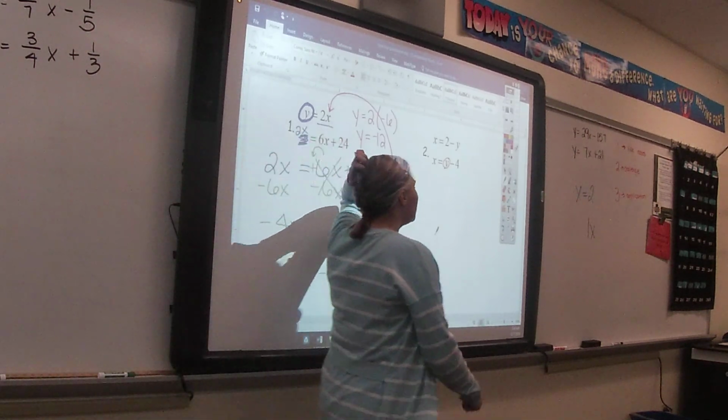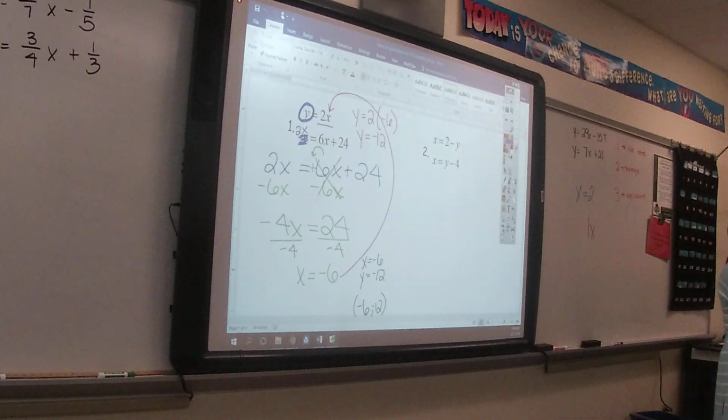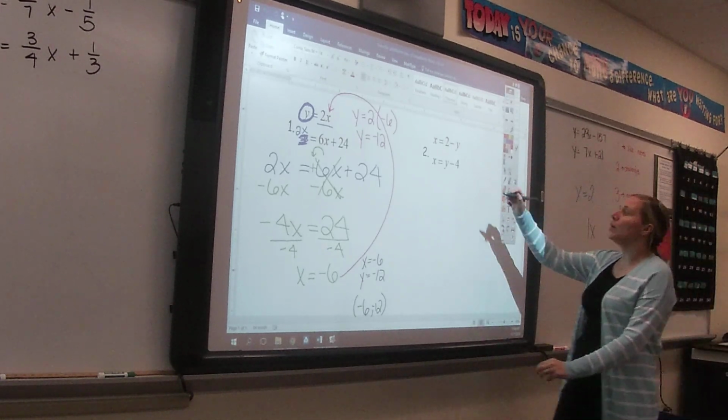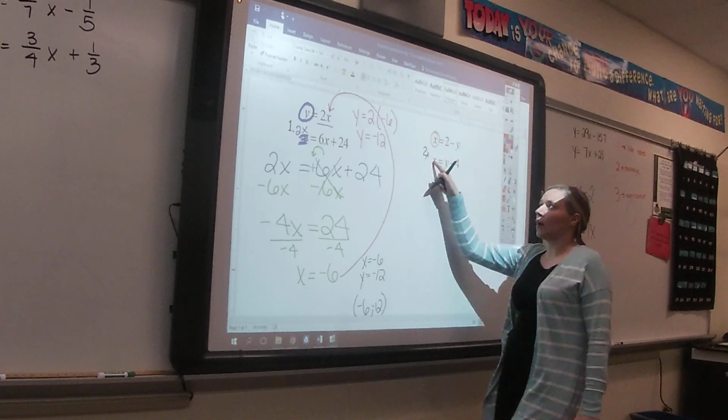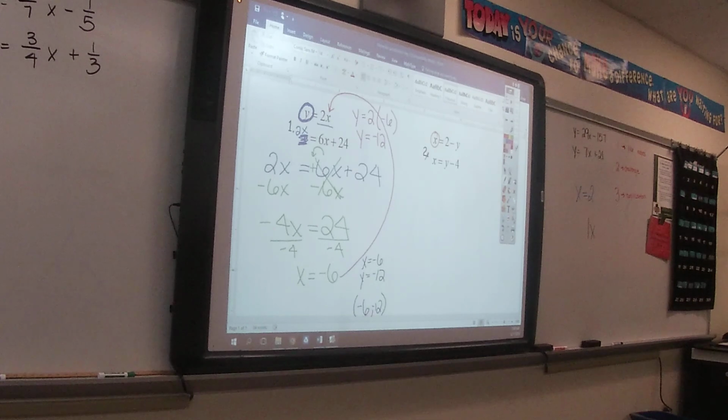So if you can find a variable with a coefficient of 1 that already says Y equals or X equals, that's your better pick. Because this one right here, or this one right here, either or, already has it by itself on one side of the equal sign, that's the smarter pick. Does that make sense? Questions about that? Okay, then our next step says to underline what it equals.